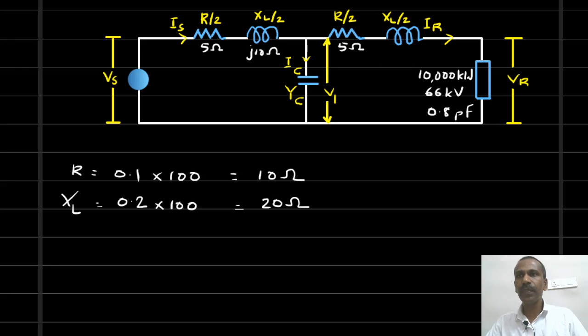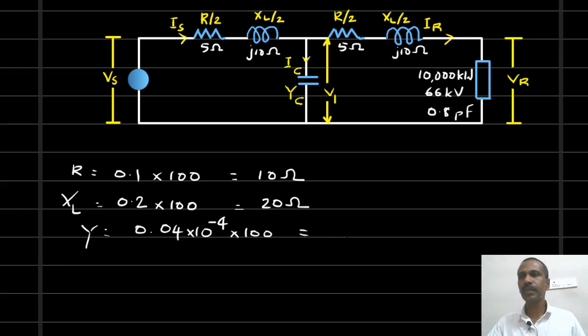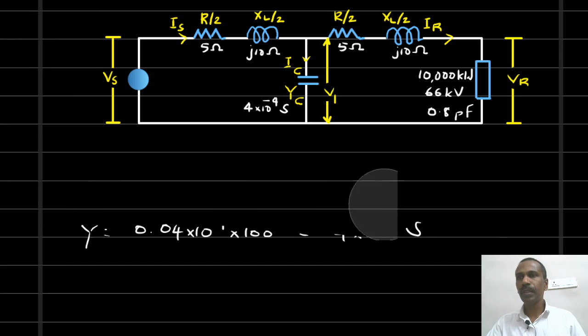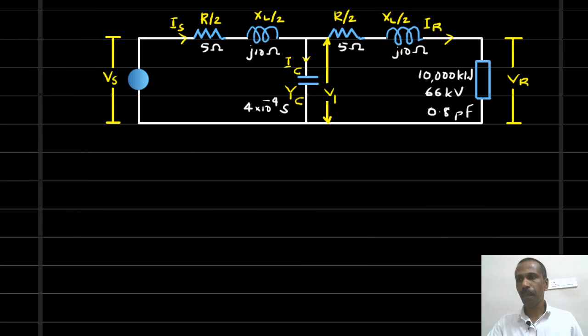On the right side we have J10 ohm. Then the susceptance is given as 0.04 into 10 raised to minus 4 Siemens. Total length is 100 kilometers. So it is 4 into 10 raised to minus 4 Siemens. So capacitive susceptance is 4 into 10 raised to minus 4 Siemens. These are the network parameters, the parameters of the transmission line.